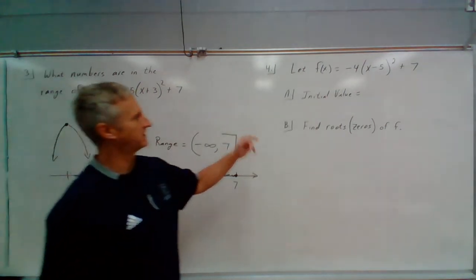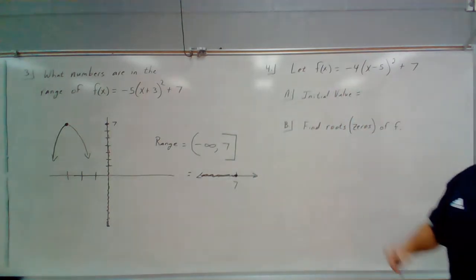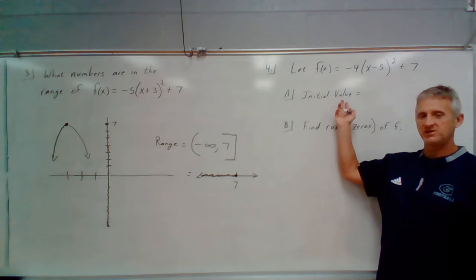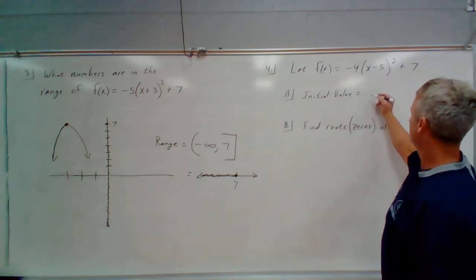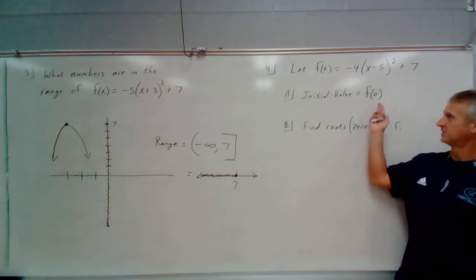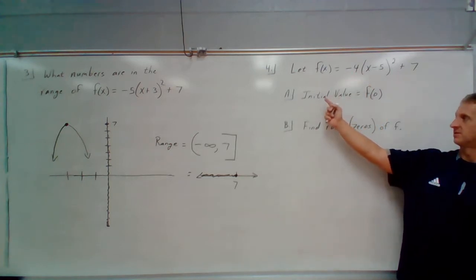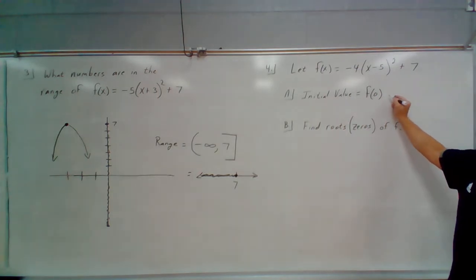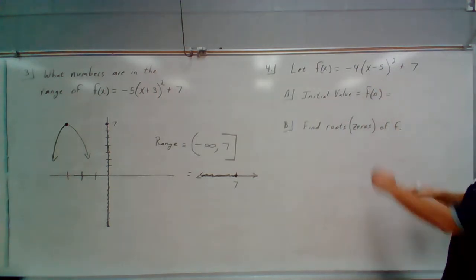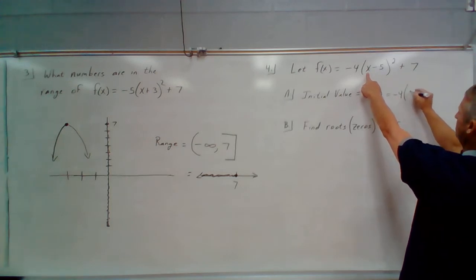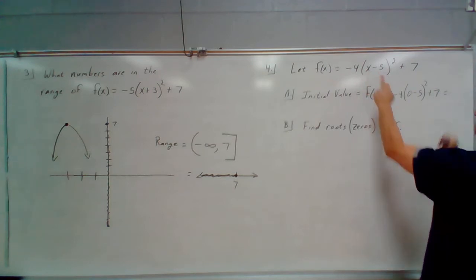All right, let's look at the next question. So I've given you a function. I want the initial value. Remember that the initial value is the y-intercept, or it's f of 0. So if I plug 0 into this function for x, I'll get the y-intercept. That's the initial value. So f of 0, I'm going to put a 0 here. I have -4 times (0 minus 5) squared plus 7.